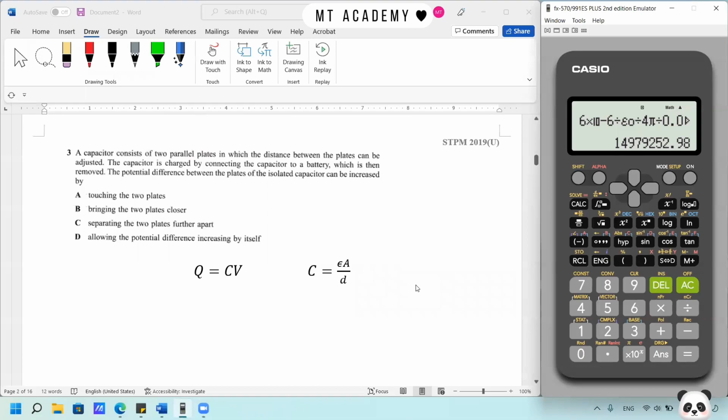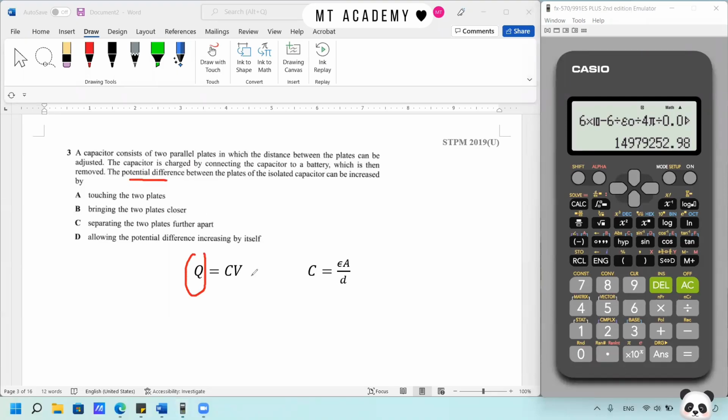Next, question 3. A capacitor consists of two parallel plates in which the distance between the plates can be adjusted. The capacitor is charged by connecting it to a battery, which is then removed. So the potential difference can be increased by, so what we're going to see is that the capacitor is charged and then isolated. So the charge on the capacitor is conserved.